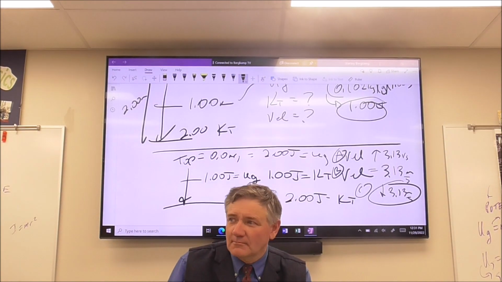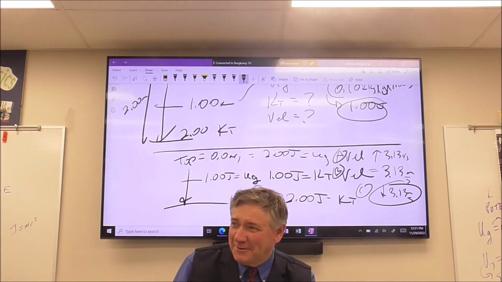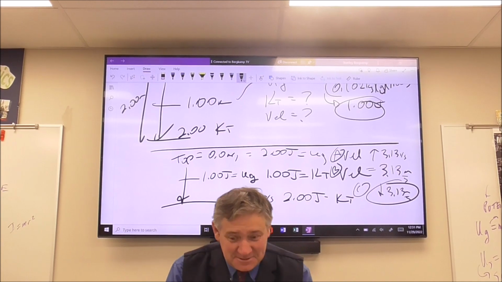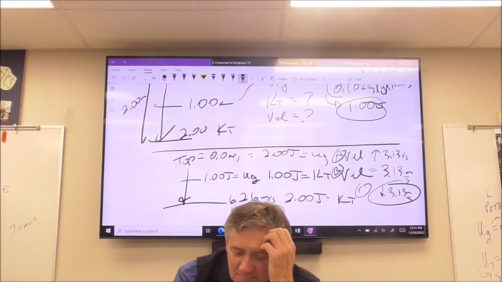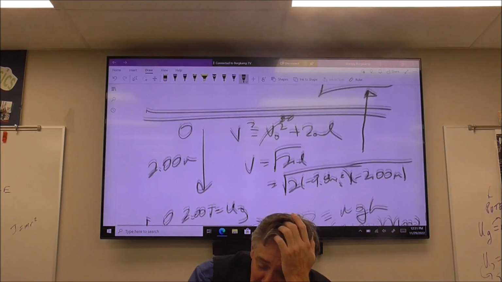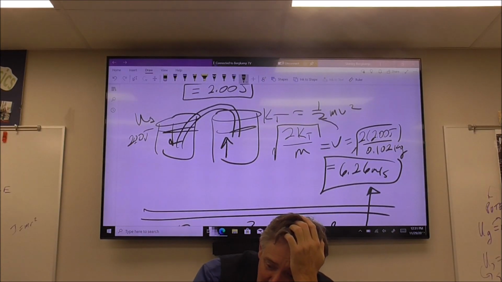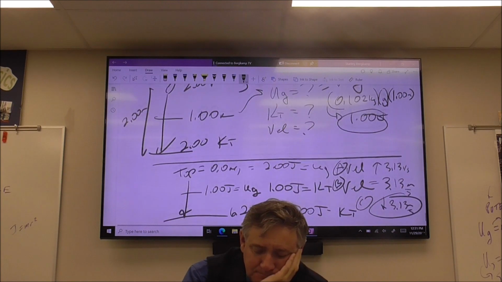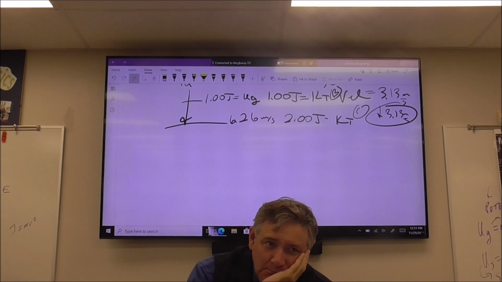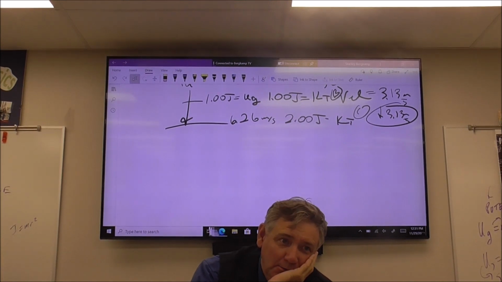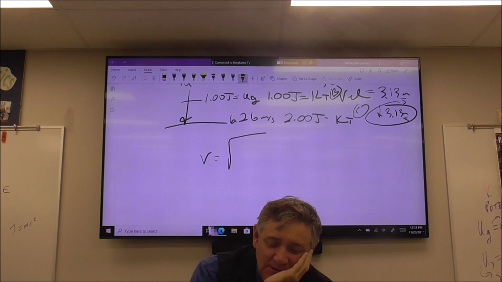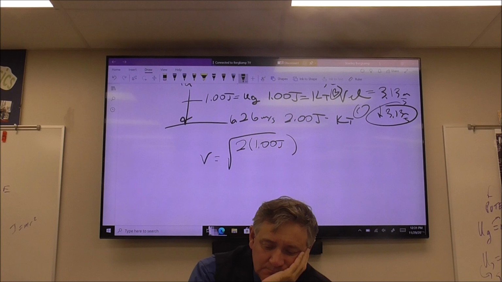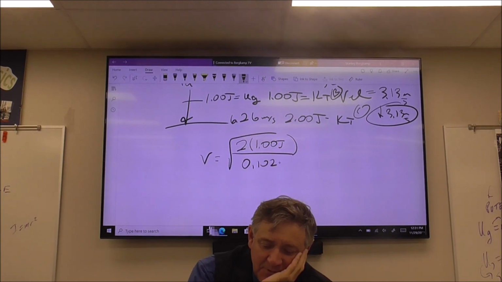Calculate. Okay, physics brawl. Now, just up the road a little bit, we said we can do this to calculate velocity. True? Okay. So we're going to take 2 times 1 joule and divide that by 0.102 kilograms.